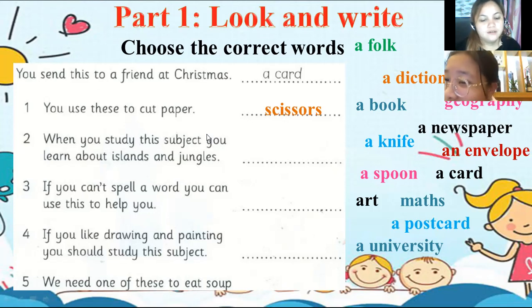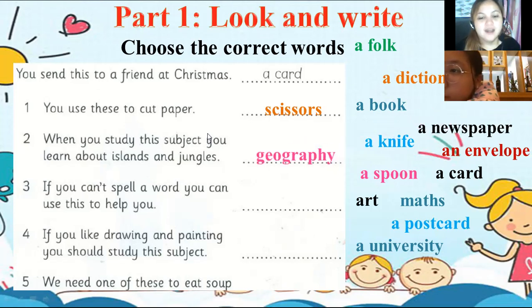Are you sure? One last try. I will give you a chance. One more time. I don't know. Okay. Are you sure you don't want to try to answer? No. Okay, so the answer here is, can you say it? Geography. Okay, geography. So geography is a study of island and jungles. Okay, don't forget about it.